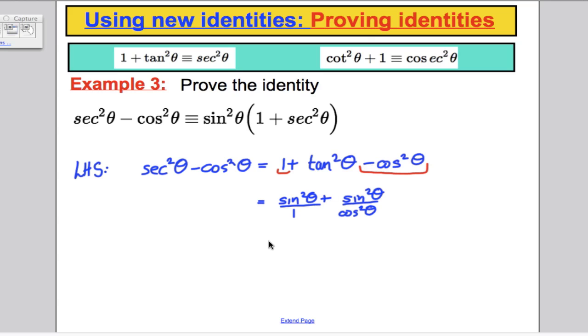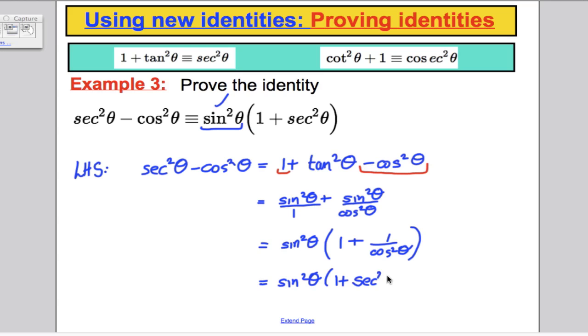Now, if we factorise the sine squared out of it, because looking at our answer, we want a sine squared out the front. So if we factorised out sine squared theta, we would get 1 here, and we would get 1 over cos squared left, plus 1 over cos squared theta. Okay, and 1 over cos squared theta by definition is sec squared theta. So we get sine squared 1 plus sec squared theta, which is equal to the right hand side as required, and we're done.